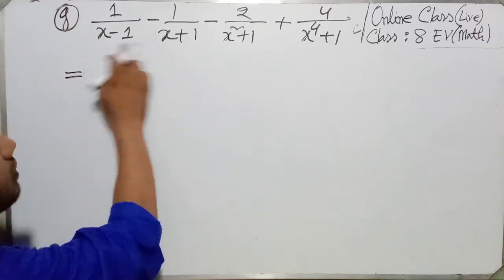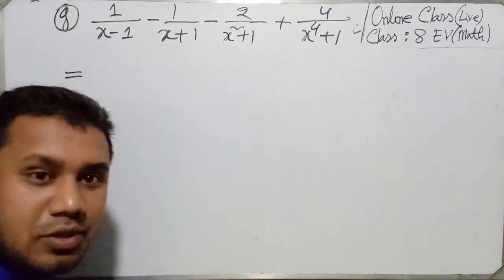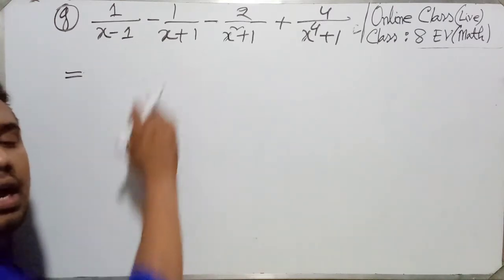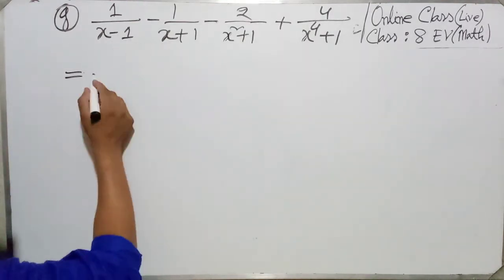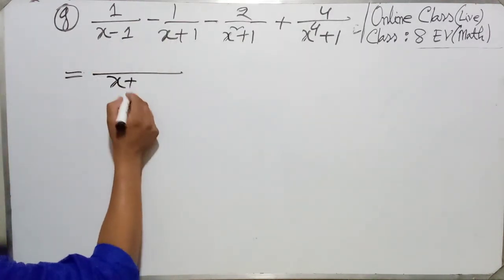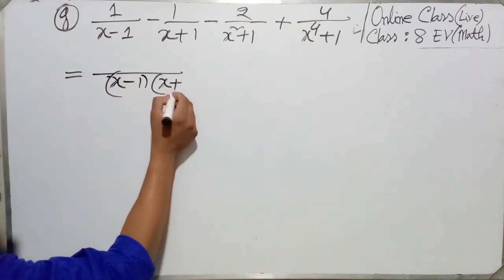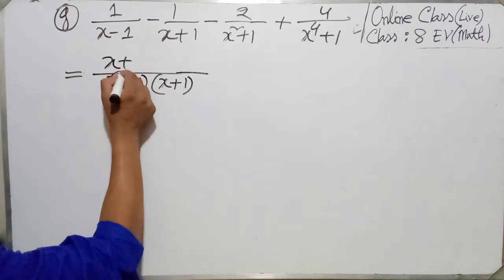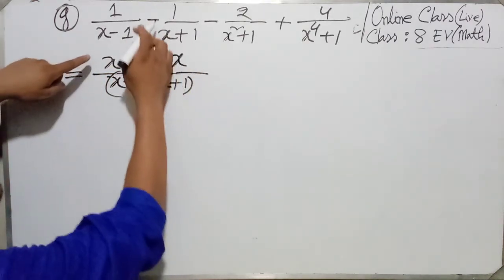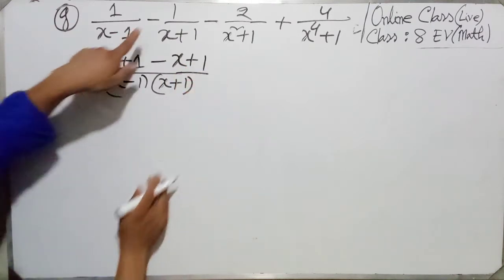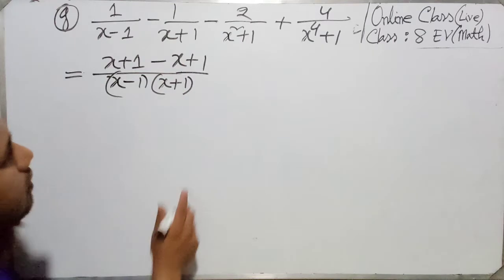Why these two? Look, x minus 1, x plus 1. You can apply the formula a square minus b square. It is simple for us to solve this one by taking this. Now at first these two, x minus 1 and another x plus 1. So it will be x plus 1 minus. Now look, this is minus, so it will be minus and minus, minus and minus, it will be plus 1.